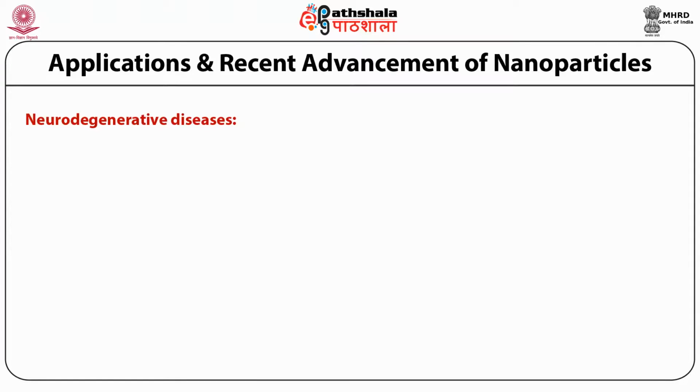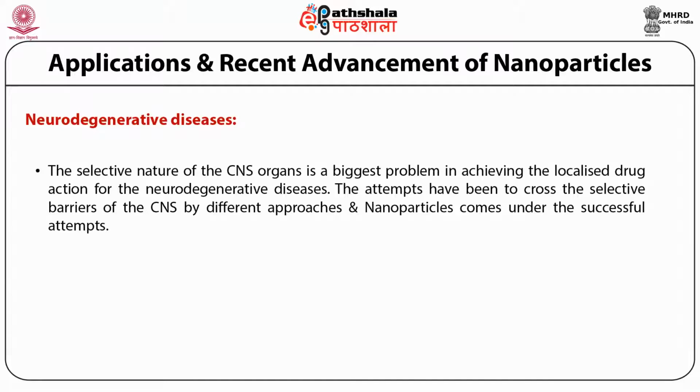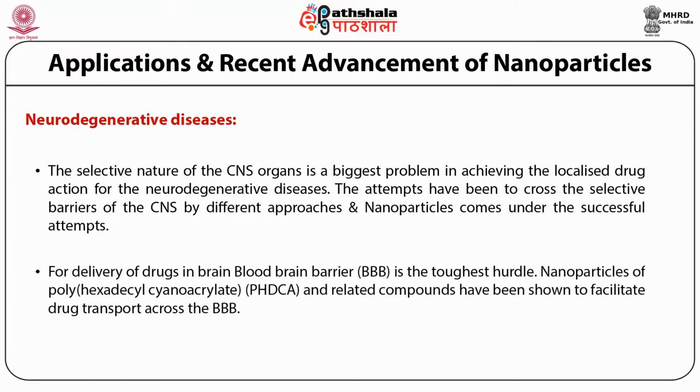Neurodegenerative diseases. The selective nature of the CNS organ is the biggest problem in achieving localized drug action for the neurodegenerative diseases. Attempts have been made to cross the selective barriers of the CNS by different approaches, and nanoparticles come under the successful attempts. For delivery of drugs in brain, the blood-brain barrier, that is BBB, is the toughest hurdle. Nanoparticles of polyhexadecyl cyanoacrylate, that is PHDCA, and related compounds have been shown to facilitate drug transport across the blood-brain barrier.